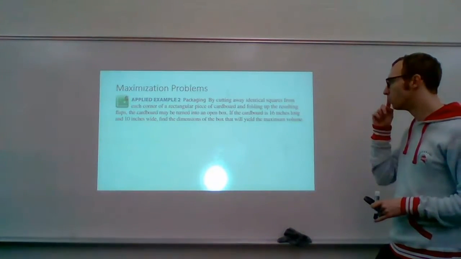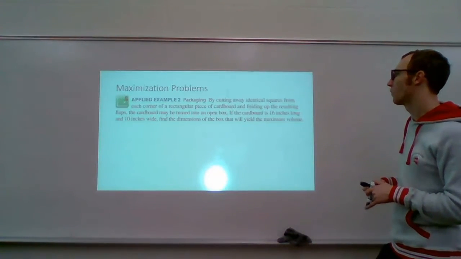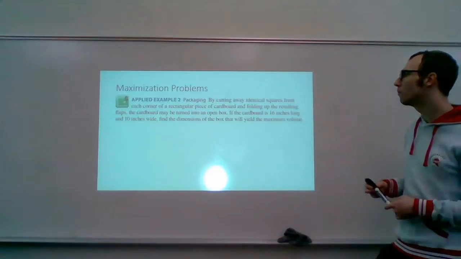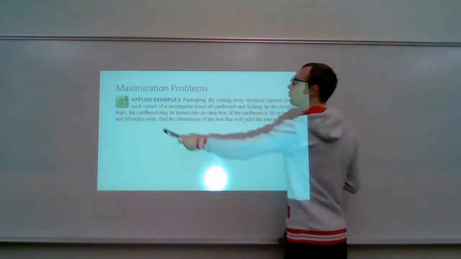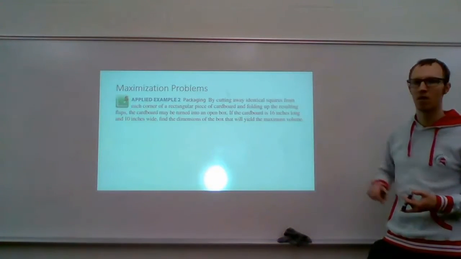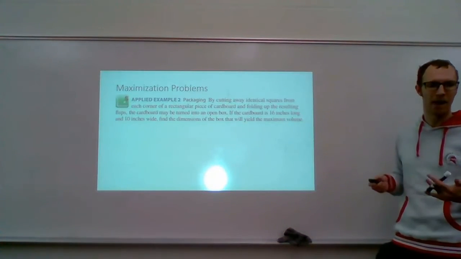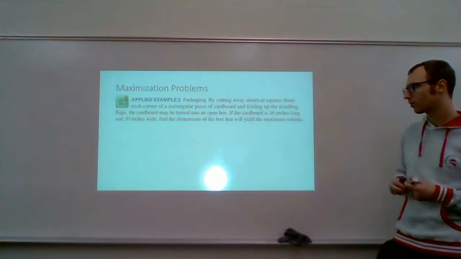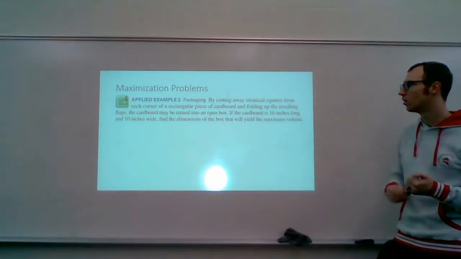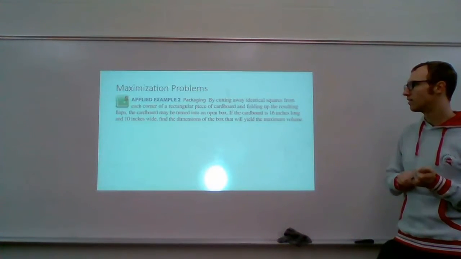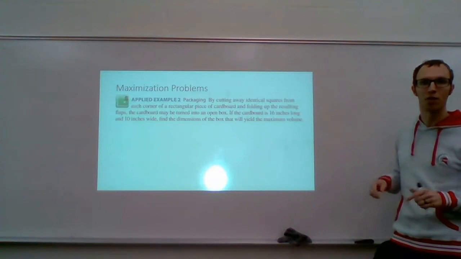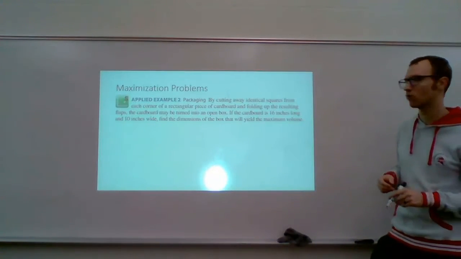We're folding up the resulting flaps. We're going to make it into an open box. The cardboard is 16 inches long and 10 inches wide. We're going to find the dimensions of the box that will yield the maximum volume. So we're maximizing volume. Let's start with variables. For the volume of a box, there are three variables that are important to us.